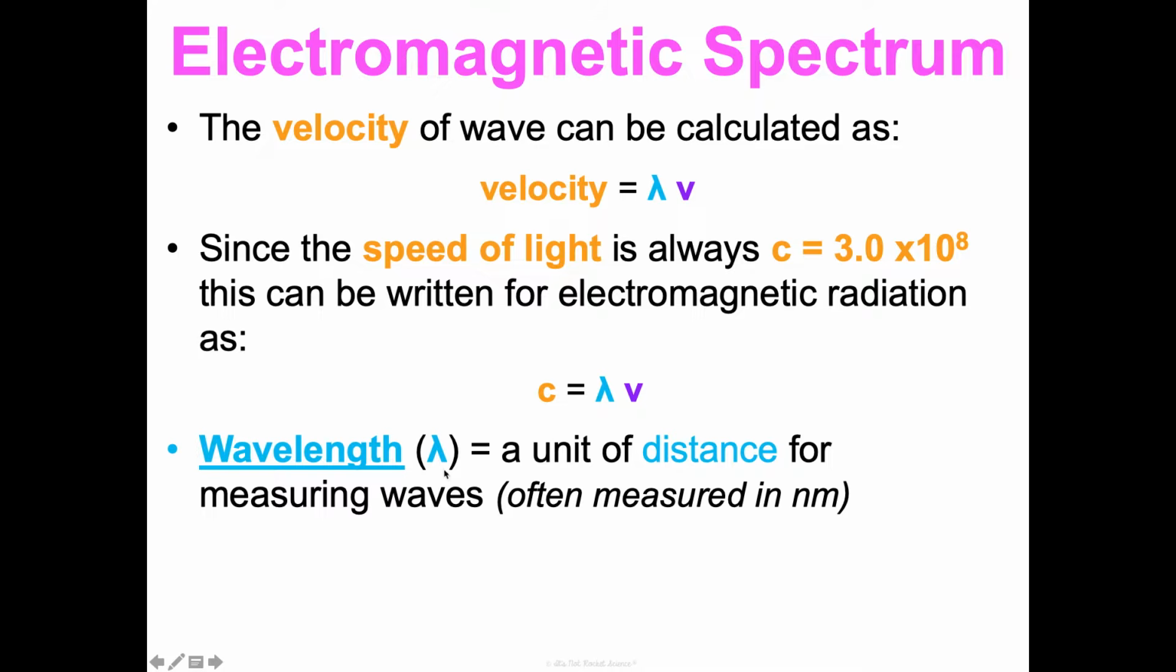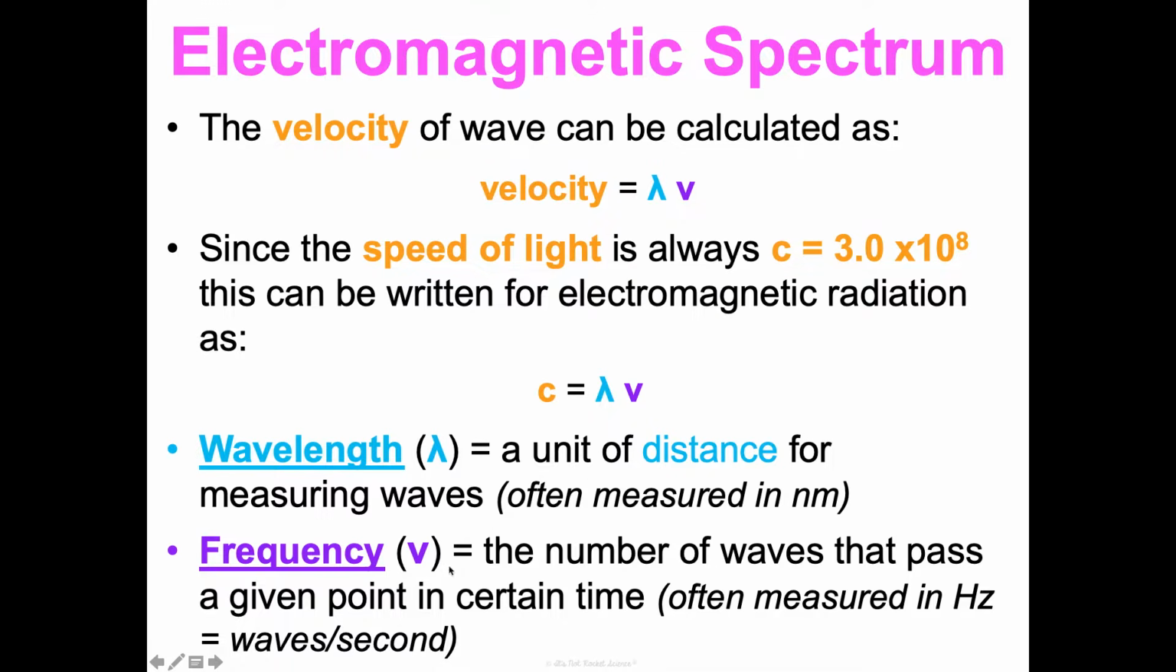Again, wavelength is our unit for distance for measuring waves, and oftentimes that unit's going to be in nanometers. That's what we're going to see it as. And then our frequency is the number of waves that pass a given point in certain time, which is often measured in hertz or waves per second. Now, in this equation, though, because our speed of light is in meters per second, to use wavelength in this equation, it needs to be in meters. But oftentimes, because waves are so tiny, they're represented as nanometers. So that's something to keep an eye on, because you might need to convert from nanometers to meters.